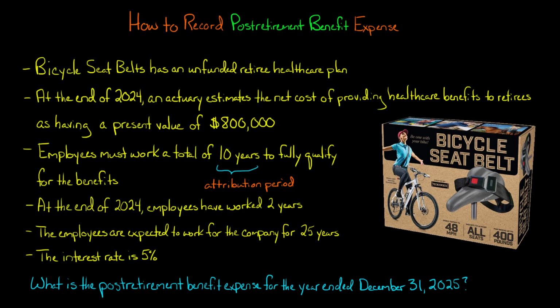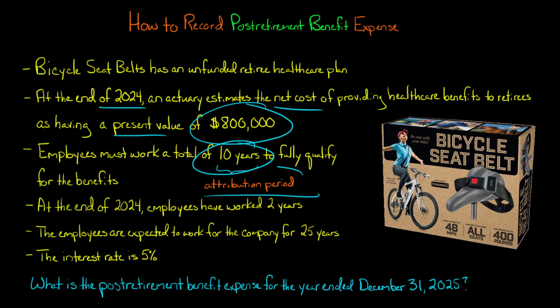from the company. Now, at the end of 2024, the company hires an actuary, and they say the net cost of providing those healthcare benefits to the retirees after accounting for the present value will be $800,000. So that's going to be the EPBO, the expected post-retirement benefit obligation, as of December 31st, 2024. But we will get to that. Okay, now the employees need to work 10 years to fully qualify for the benefits. So that 10-year period is called the attribution period. We'll come back to that as well.